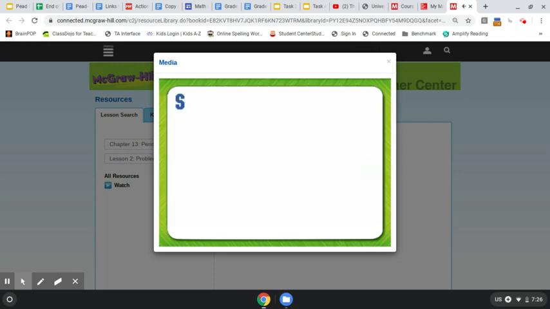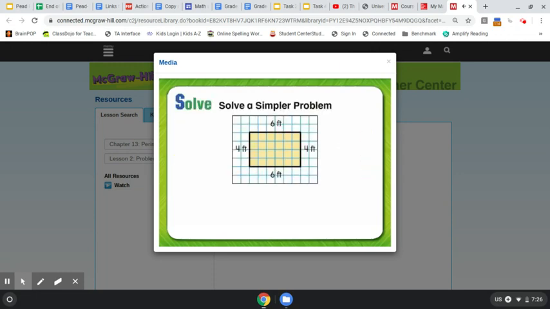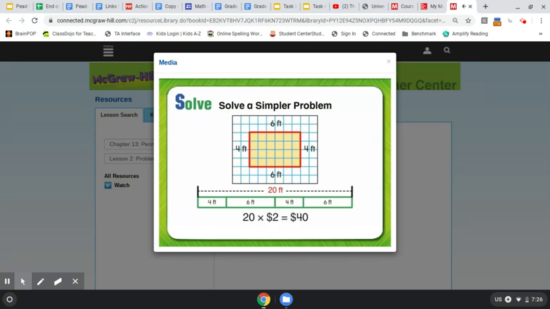It's time to solve the problem. First, to solve a simpler problem, we need to find the perimeter of the sandbox. 2 sides of the sandbox are 4 feet, and the other 2 sides are each 6 feet. If we add up all the sides, our perimeter is 20 feet. Now multiply the perimeter with the cost per foot. 20 times $2 equals $40. The wood will cost $40.